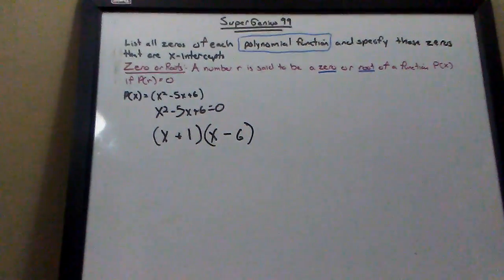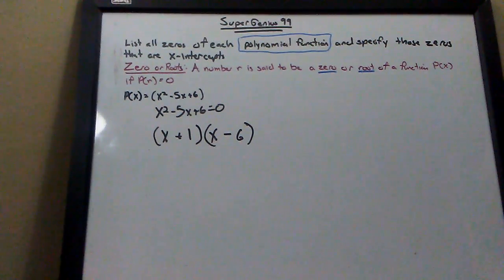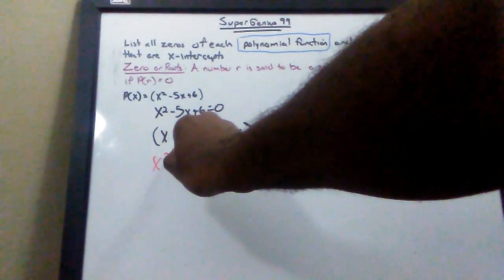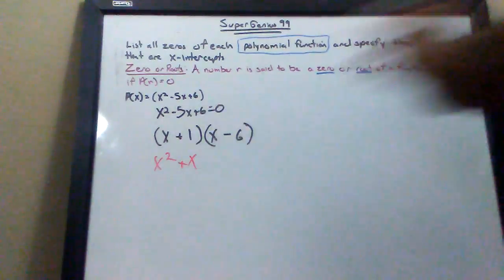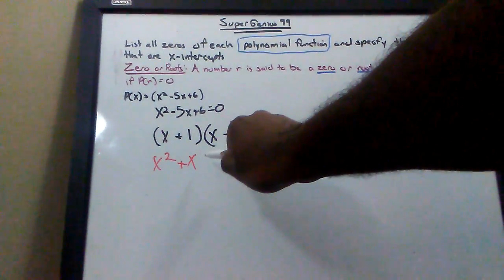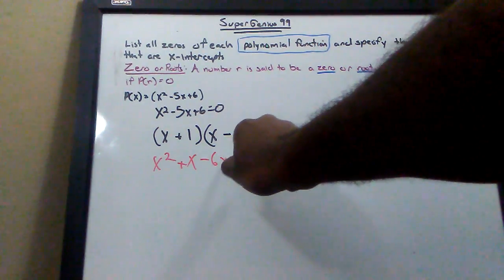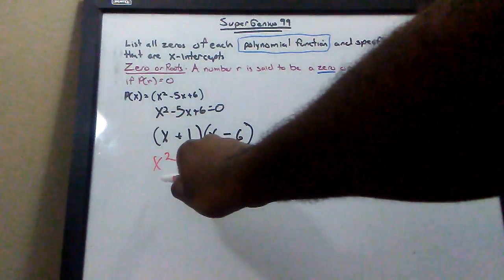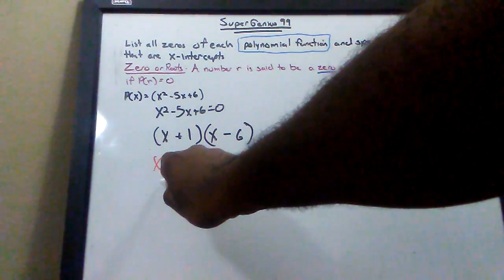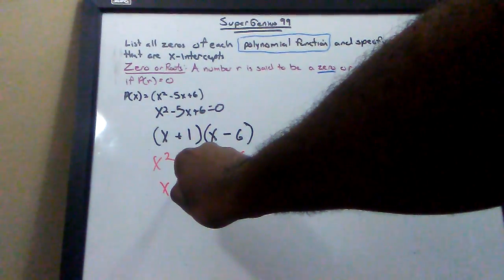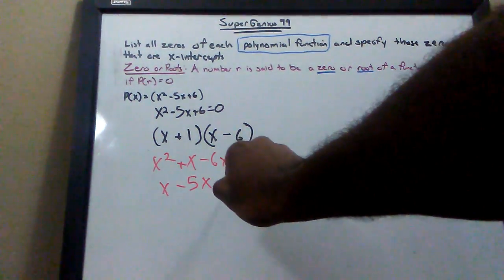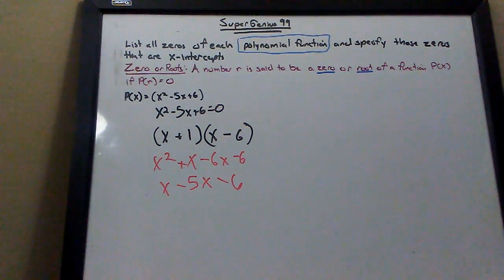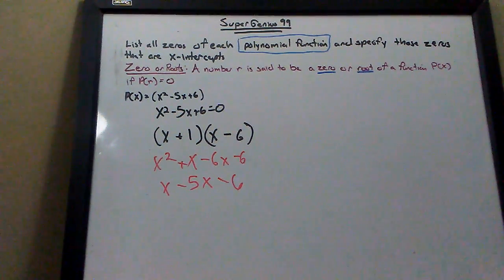So let's assume that we thought that worked. Well, what happens when we multiply this out? X squared plus x minus 6x, and then that would give us minus 6. Okay. So if I do this, I get what? I get my minus 5x. Okay. But I come out with negative 6. So in essence, that one didn't work.